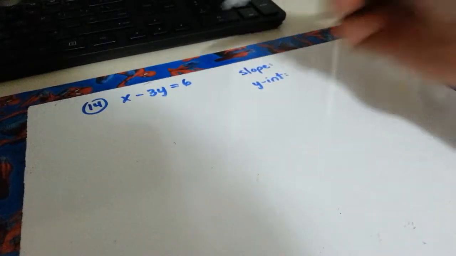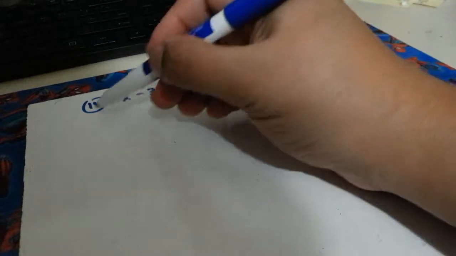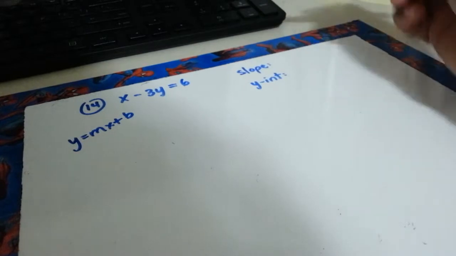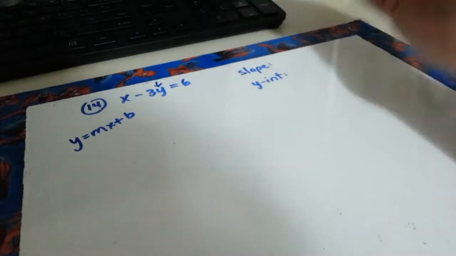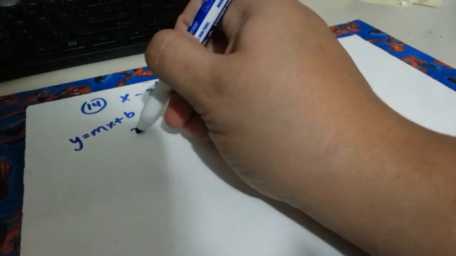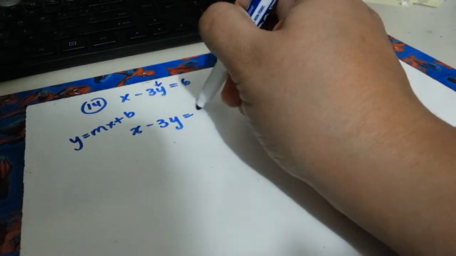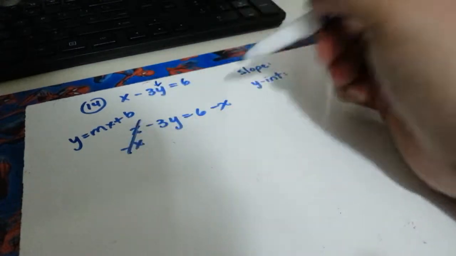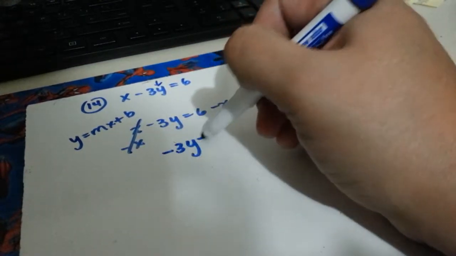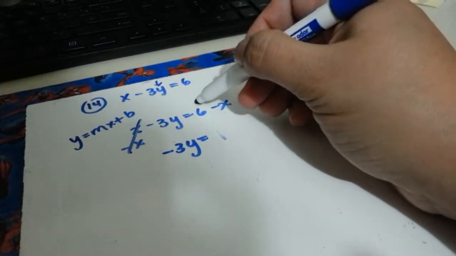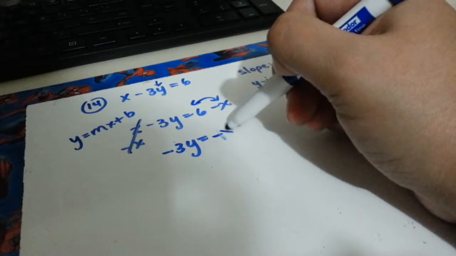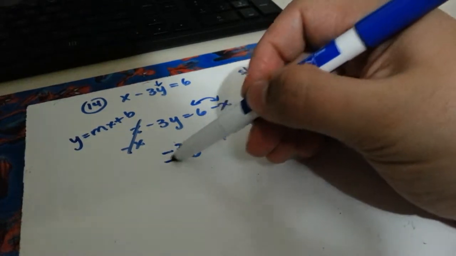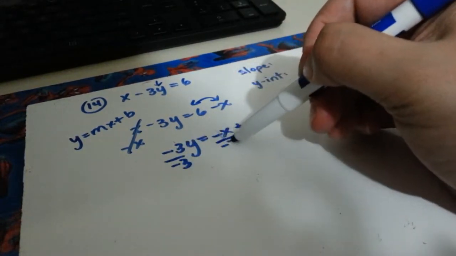Alright, same thing with number 14. The problem with this is that it's not in y equals mx plus b form, slope-intercept form, so we have to solve for y. In order to do that, what we do is we subtract x from both sides, right? We get minus 3y equals, I'm going to swap these, minus x plus 6. Then you can divide by negative 3.